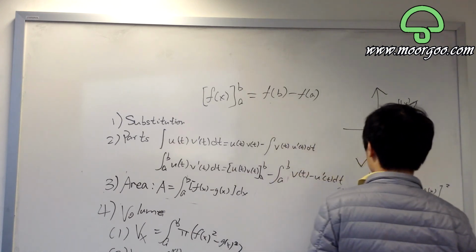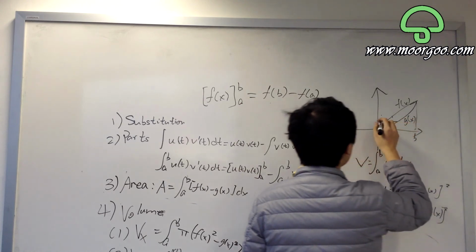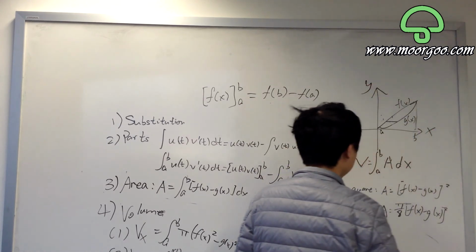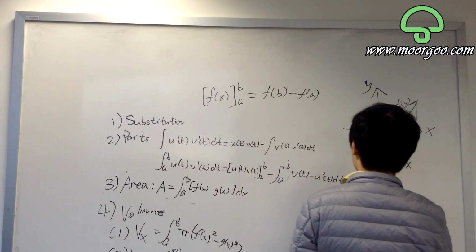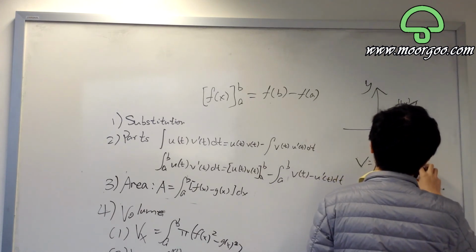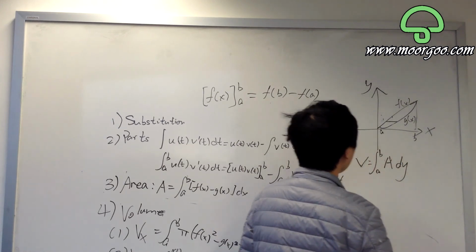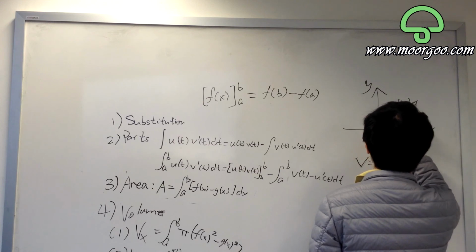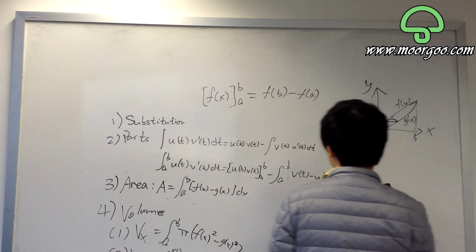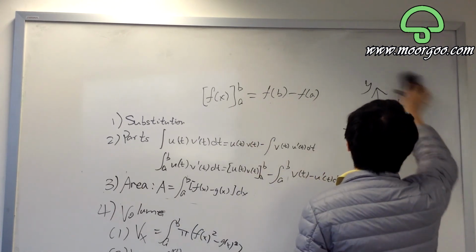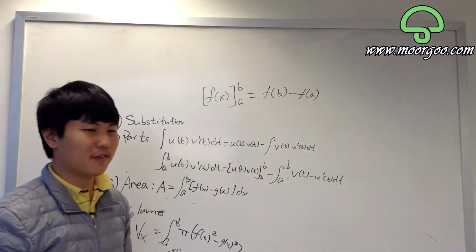However, if the cross sections are perpendicular to the y-axis instead of the x-axis, it would be slightly more complex. But if you integrate with respect to y and express the length of this segment in terms of y, you would be fine. So that's all for today, and hope you do well on your first midterm. Thank you.